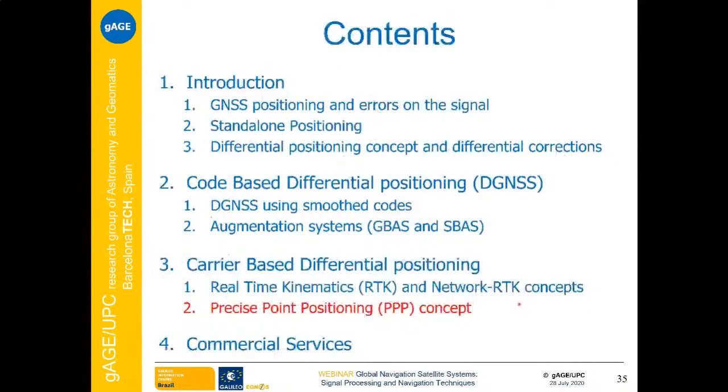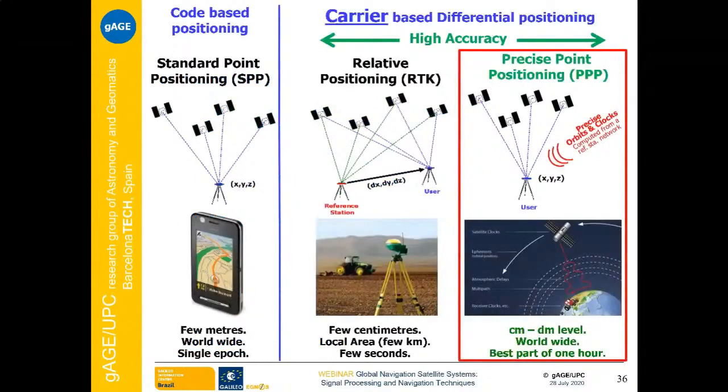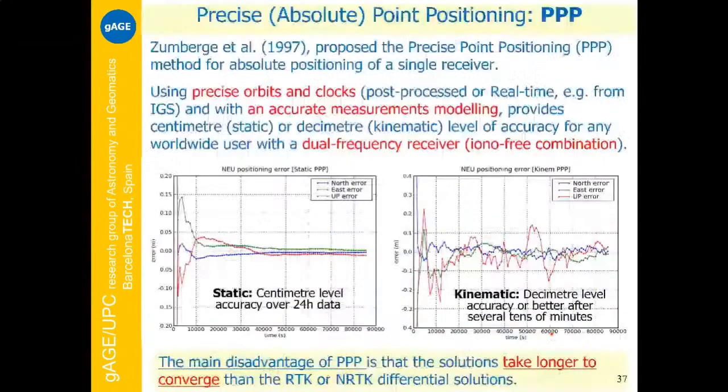Next one is the PPP, precise point positioning concept. In PPP, we achieve decimeter level accuracy, but there is no limitation in the baseline. This is worldwide, but it takes longer to converge. Here in RTK, we can achieve high accuracy in a few seconds, but here we need half an hour, even 1 hour, depending on the satellite geometry.